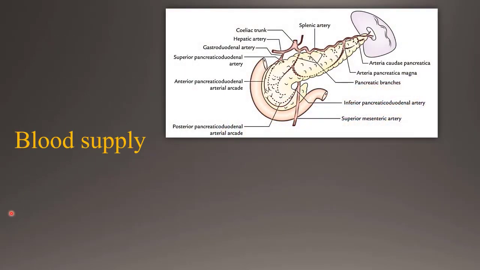Let us look at the blood supply of pancreas. Pancreas is chiefly supplied by celiac trunk. This is the splenic artery. The main branch from the splenic artery, this is major branch to the pancreas, that is arteria pancreatica magna. So these branches are supplying body and tail of the pancreas.